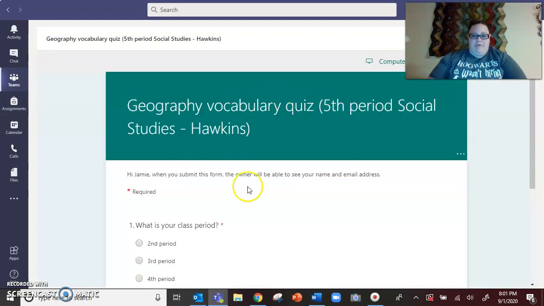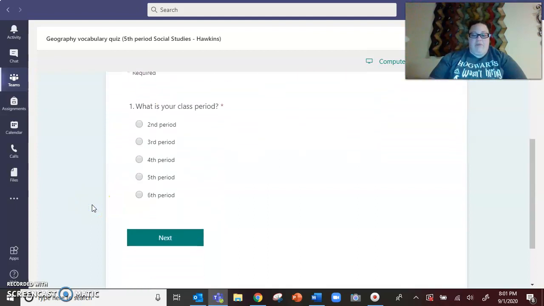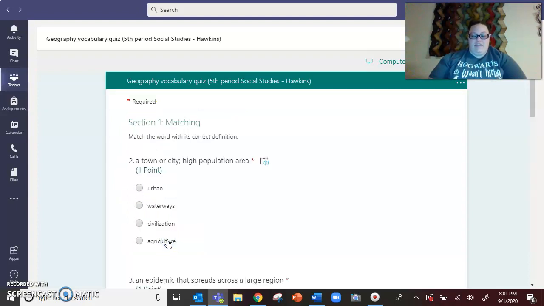And then it's going to pop up. It's going to be a different class period, different teacher, whatever. Whatever pops up is the one that you're supposed to be on. And then it says, hi, your name. When you submit this form, the owner will be available to see your name and email address. That's why we're not having you write your name, because we already know your name. But make our lives a little bit easier. What is your class period? Second, third, fourth, and then click next.